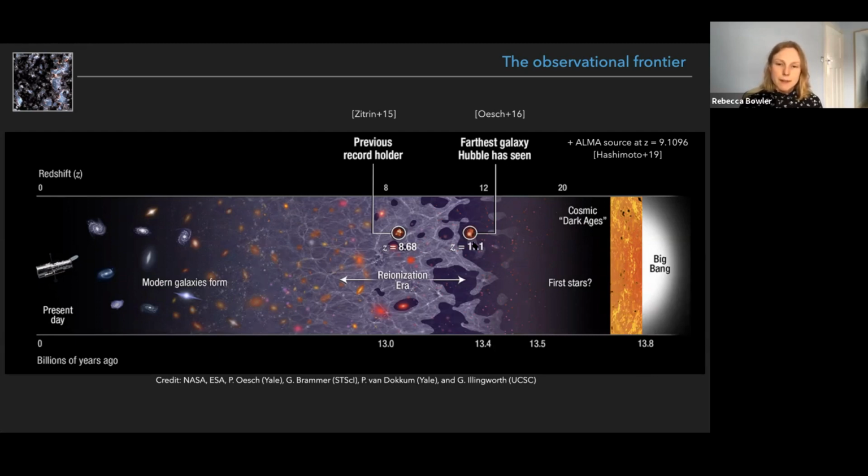The observational limits for very distant galaxies are redshifts 11, some redshift 8.7 object as well. So these are galaxies, as I said before, in the first 400 million years after the Big Bang.